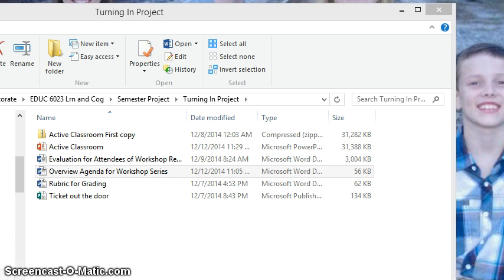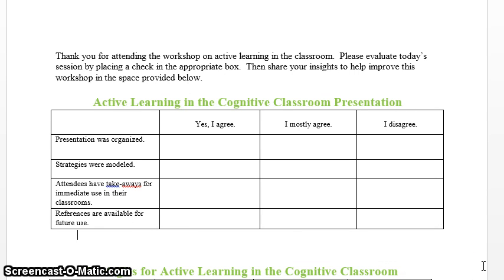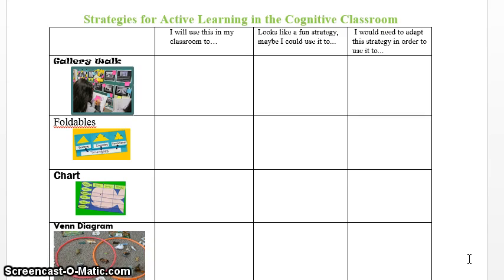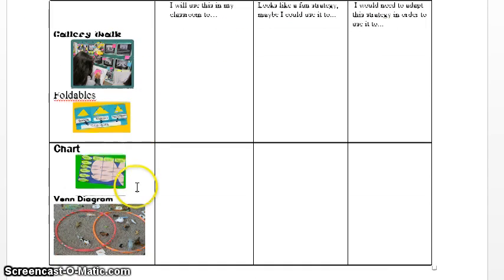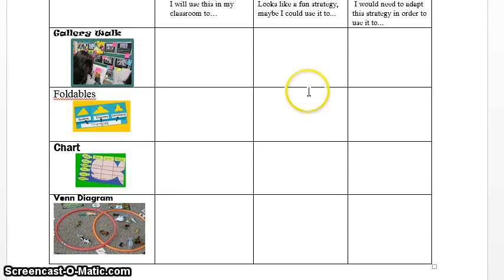as well, and also let me show you the evaluation here that I would use for the attendees that I would ask them to fill out. This is Active Learning: The Cognitive Classroom. Did they feel that the presentation was organized and that you modeled the strategies and that they have some takeaways? Do they feel like there were enough references listed? And then on this evaluation, I also said, here are some of the strategies that we talked about: the gallery walk, foldables, charts, Venn diagrams, and ask them which ones they feel like they could use in their classroom. If it's fun, how could they adapt it to meet their needs?